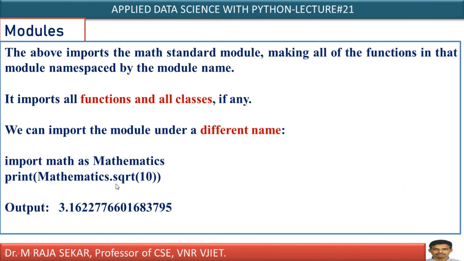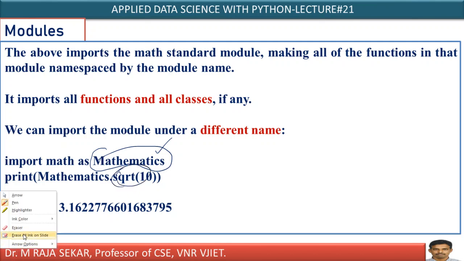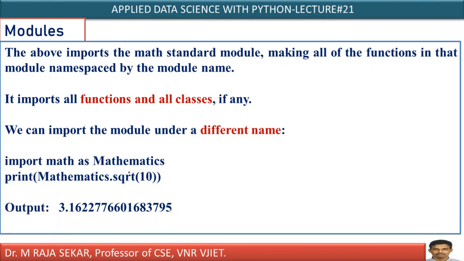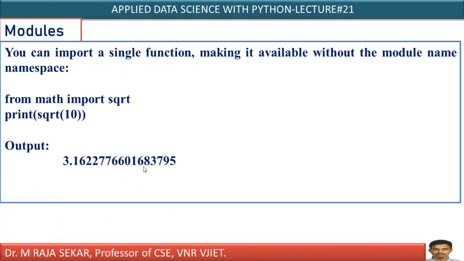We can import modules. Not only importing modules, you can rename those modules. How can I rename the module? Just see, import math as mathematics. What does it mean? This imported module is renamed as mathematics. Mathematics.sqrt of 10 means it will display the square root of 10. Here in this case, we are renaming the imported module math as mathematics.